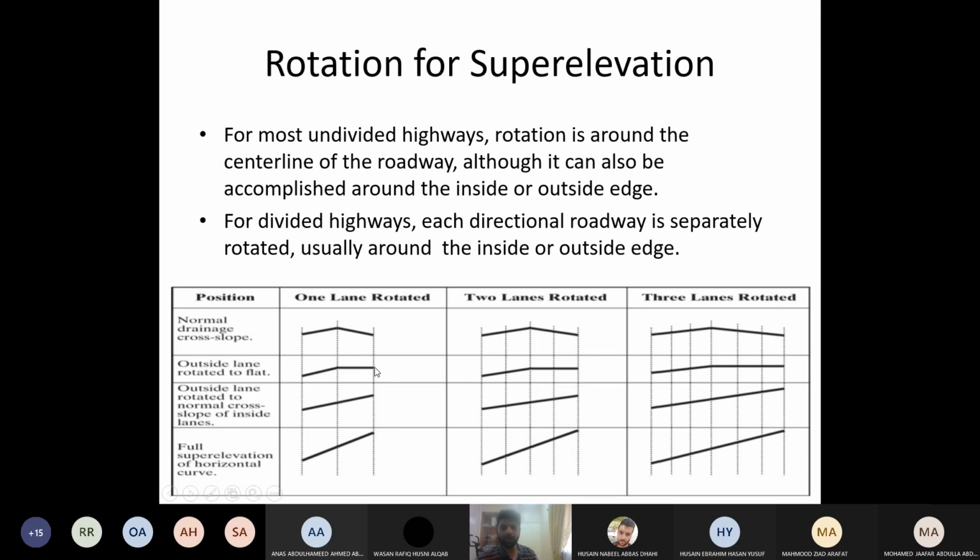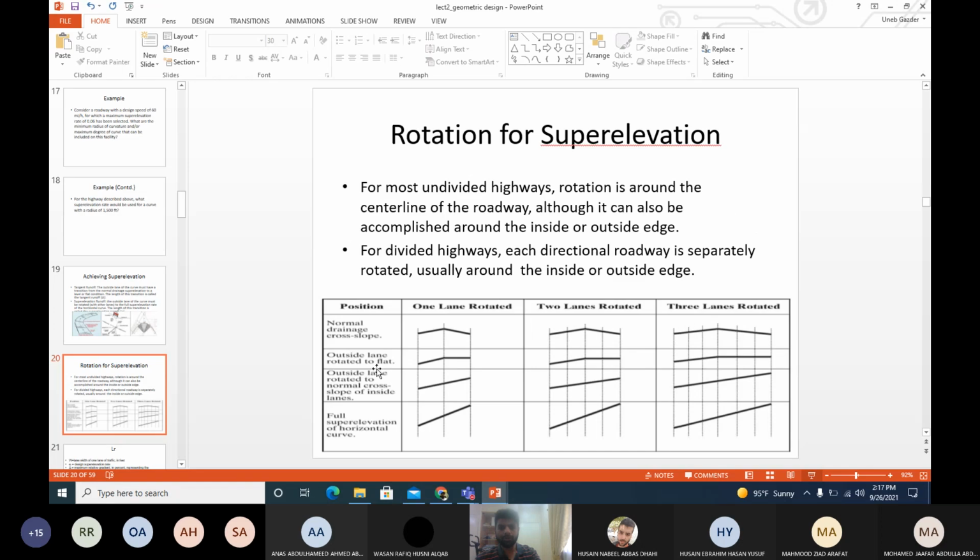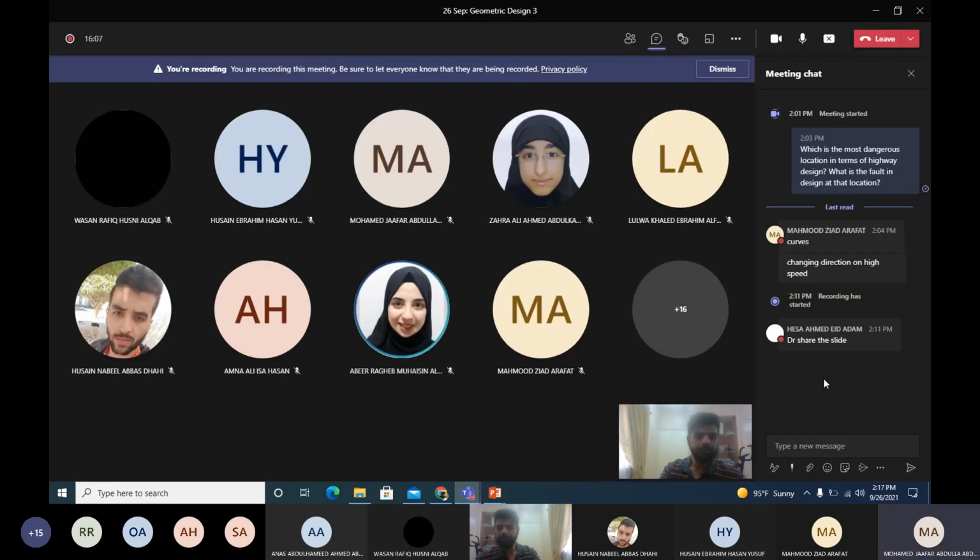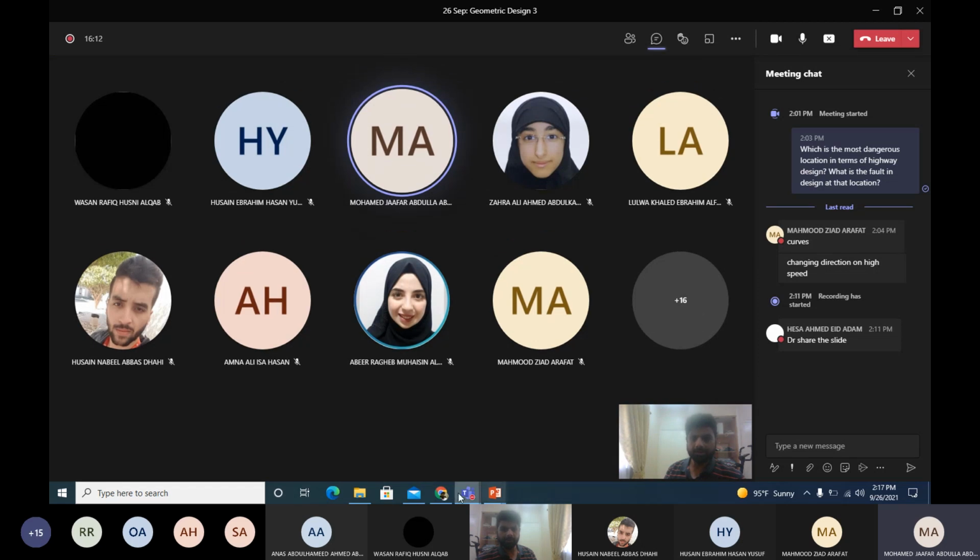So what do you call this phase? When you go from the normal slope of the outside edge to the flat outside edge slope, what do you call this? Tangent runoff. Yes, good. So this is tangent runoff.